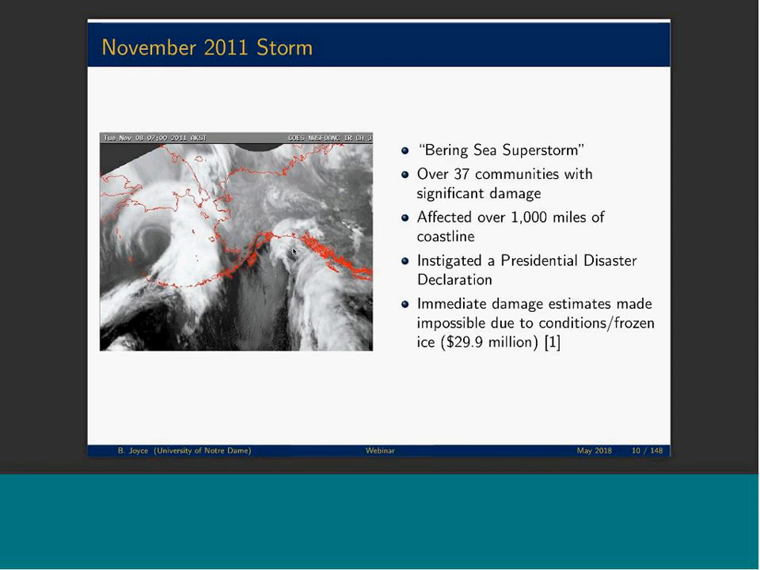A storm that's really emblematic of this issue, which many of you know, is the November 2011 Bering Sea superstorm. It affected over 37 communities along the Alaskan coast, over 1,000 miles of coastline, and called for a presidential disaster declaration. It caused approximately dollars in damages, or more. Many of these damage estimates were difficult to make due to frozen conditions, or flooding and then freezing, and then not being able to tell what damages were explicitly caused by the storm.